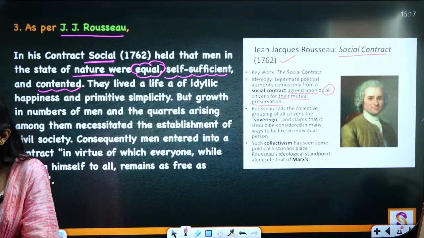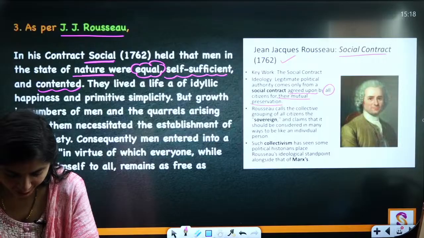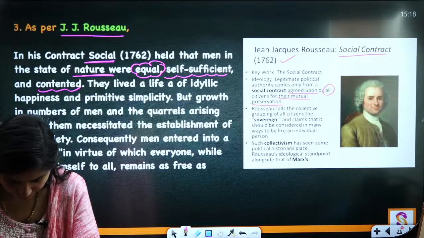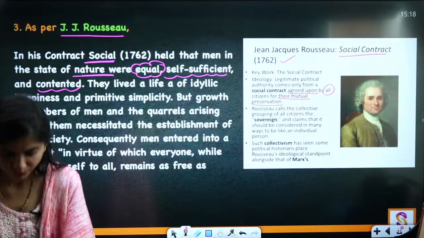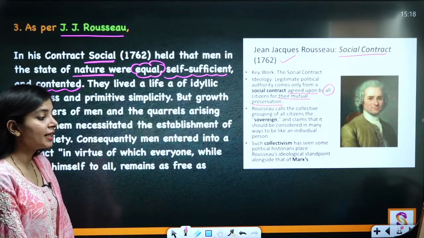So from this perspective, try to understand. Okay, so this is something that you need to understand.